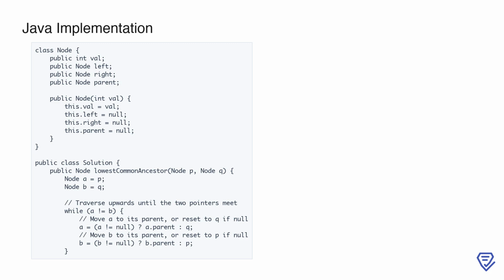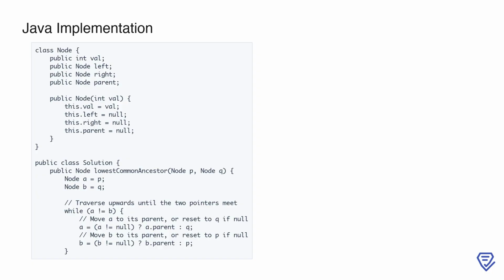Here, we start by defining the node class, which represents the structure of each node in our binary tree. Each node contains a value, references to its left and right children, and a reference to its parent node. The constructor initializes these fields, setting the left, right, and parent references to null by default. Next, we define the solution class, which contains our method to find the lowest common ancestor. The method takes two nodes, P and Q, as input.